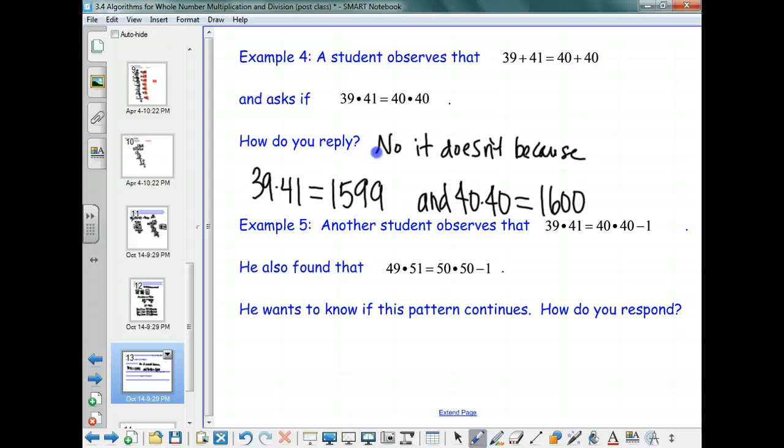We've got something that's an approximation, but we're going to do another student that observes the same kind of thing, but theirs is a little bit different. Another student observes that 39 times 41 is 40 times 40, but it's actually one less. That actually works, right? You can look back at the numbers we just saw and say, yep, the student is correct on that. He also found out that 49 times 51 is 50 times 50 minus 1. And his question is, does this pattern continue? In other words, can you do this all the time? Does it always work? And how do you respond?